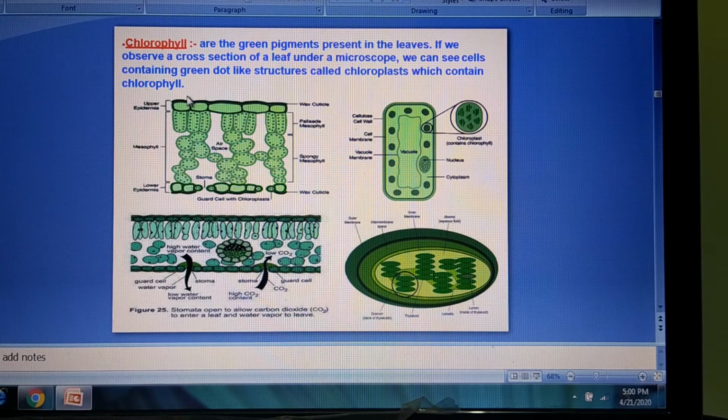Above the upper epidermis and lower epidermis, there is a non-cellular layer. This layer is called the cuticle. It is waxy in nature. It is a non-cellular layer, not made of cells. And what is the use of the cuticle? It helps in preventing the transpiration process from the leaves.